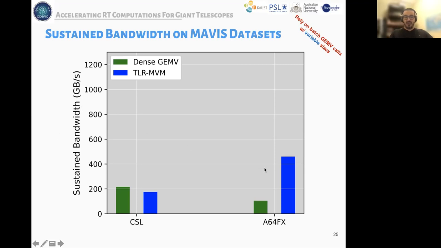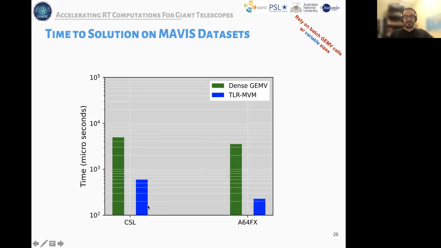Here we report bandwidth. We get around 450 gigabytes per second on this real MAVIS data set, right? One needs to take into consideration that I'm doing this batch matrix vector multiplication now on a data set that may be of different sizes, right? And there are some load imbalance challenges that the library has to handle, as well as the system. And still we are able to extract around half of the sustained bandwidth on A64FX. And of course, we have a 3x performance speedup compared to Intel Cascade Lake.